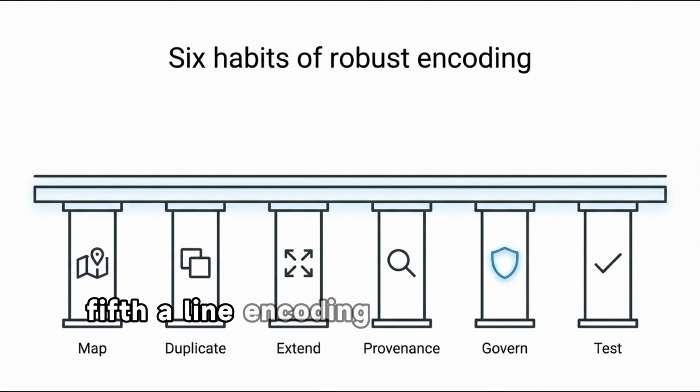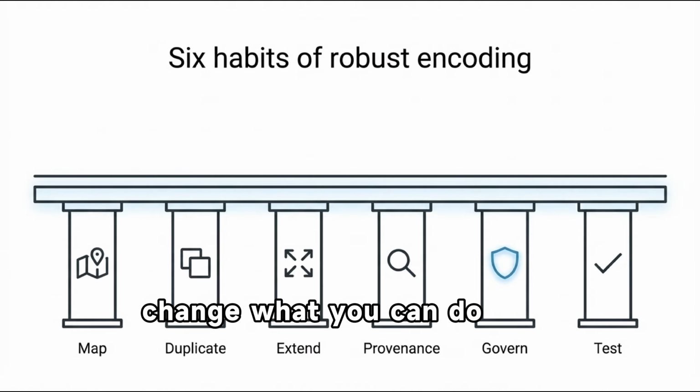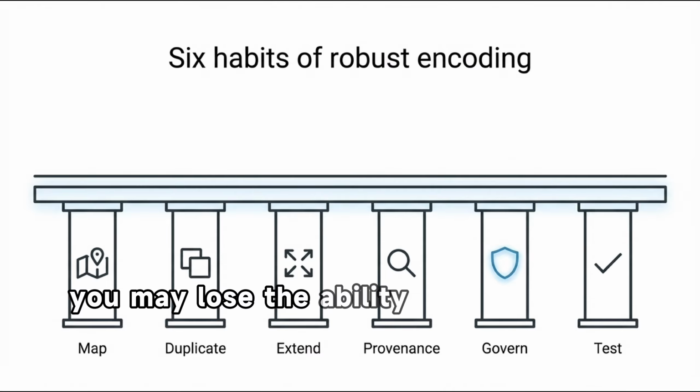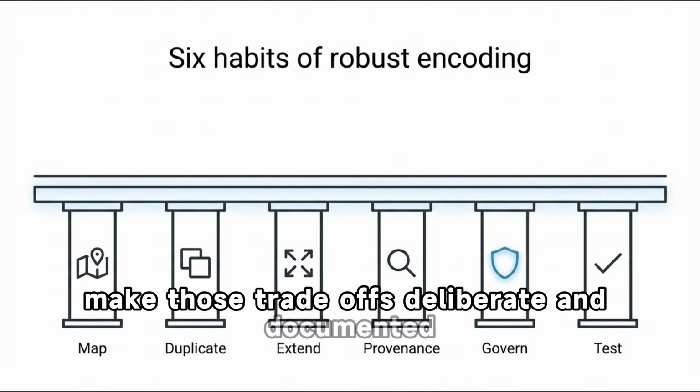Fifth, align encoding with governance. Privacy-preserving encodings such as hashing or tokenization change what you can do later. If you hash emails to create identifiers, you may lose the ability to recover the original text. Make those trade-offs deliberate and documented.